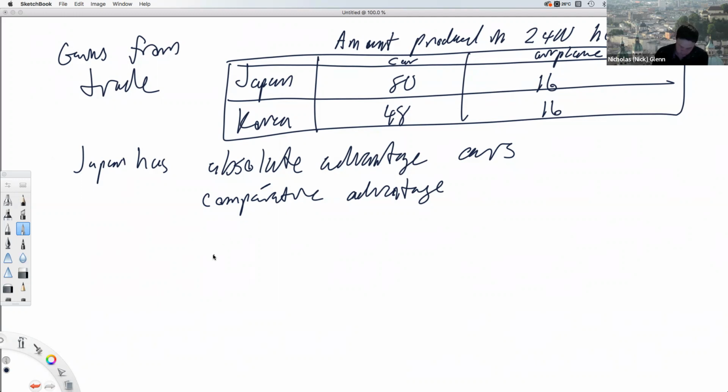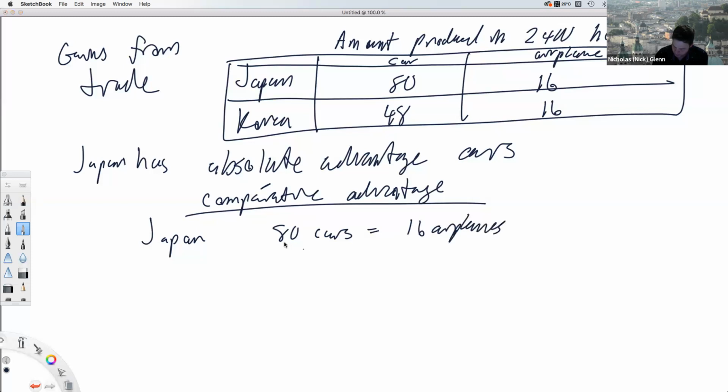Okay. So the first thing we'll do is determine the opportunity cost. Then we can see who has a comparative advantage. So we'll look at Japan first. We know if they produce 80 cars, they'll be giving up 16 airplanes. So the opportunity cost of 80 cars is 16 airplanes for Japan. In order to produce 80 cars, they have to give up production of 16 airplanes.